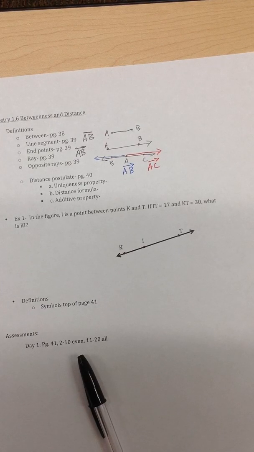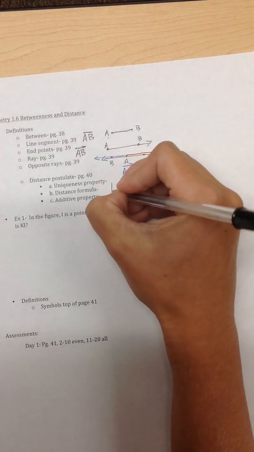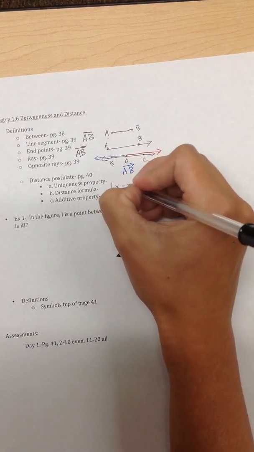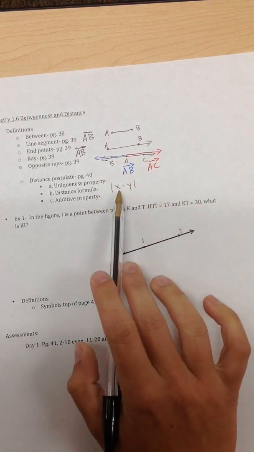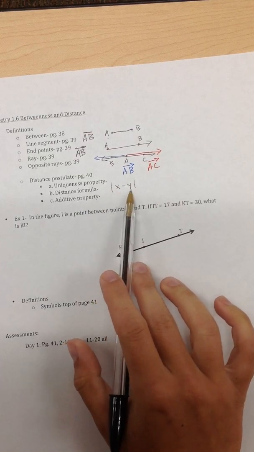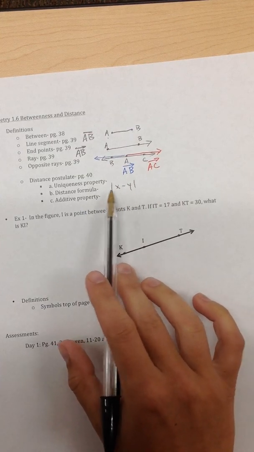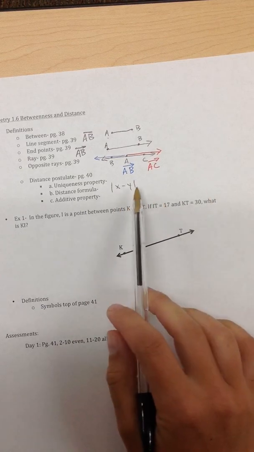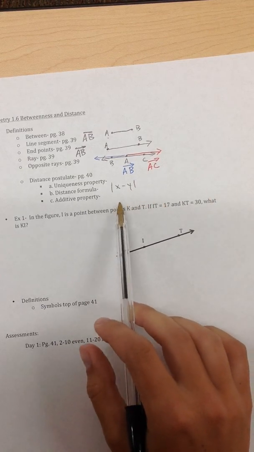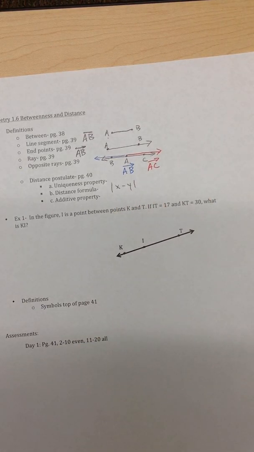Next one, distance formula. We talked about distance formula in the first section, but basically distance formula is just where we have the absolute value. So if you've got a point X and point Y, our distance formula is just those two coordinates or numbers subtracted by each other and then the absolute value of those. And we did that back in section 1.1 if you're not familiar with that.